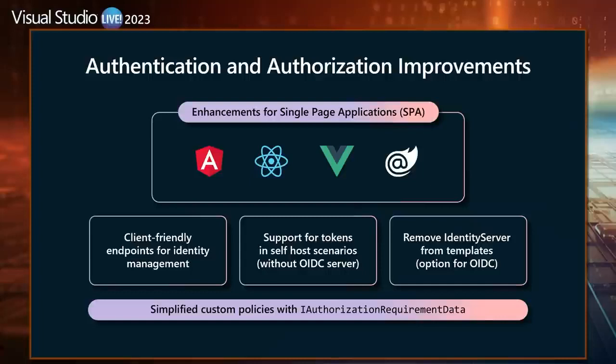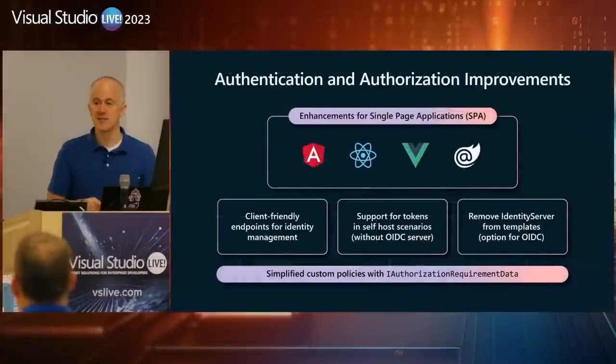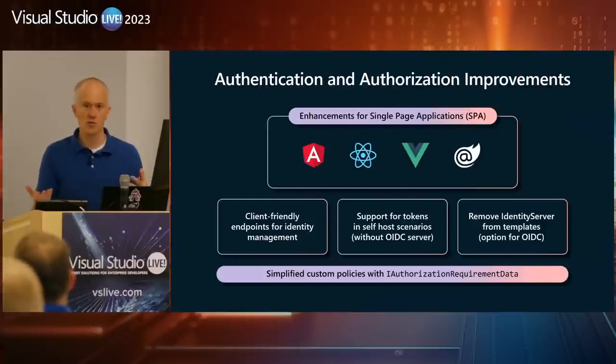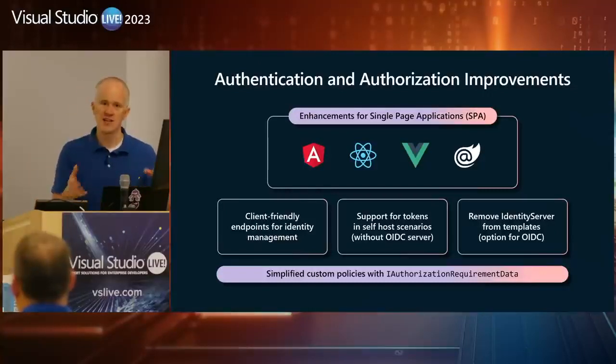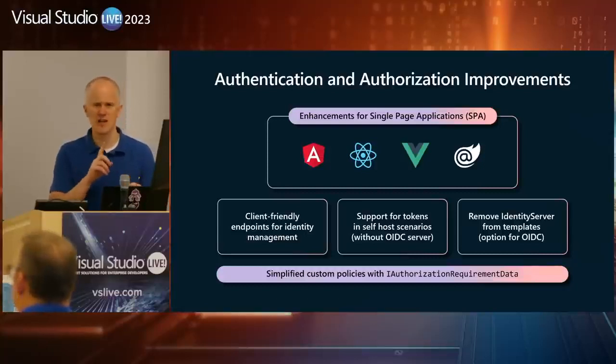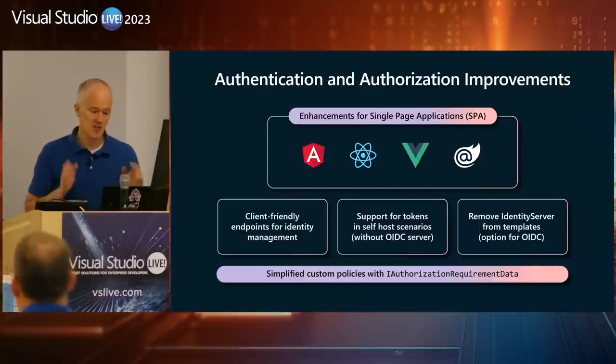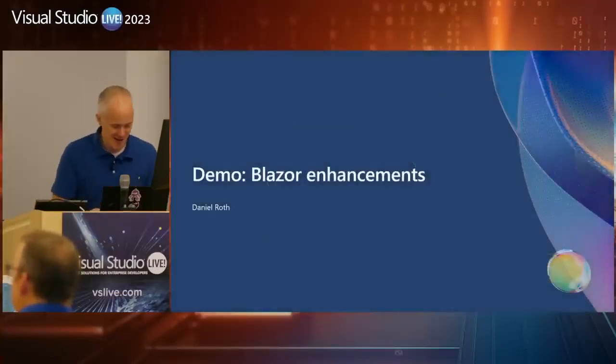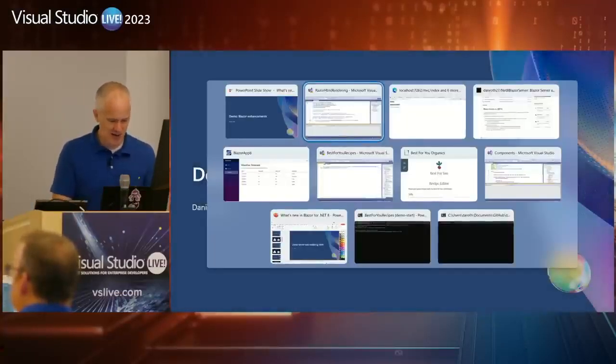But instead, we're introducing our own set of client-friendly endpoints for identity management that let you get bearer tokens or set up cookies and query the identity data stores to get information about the users. You can then use those endpoints to build out your own identity UI, and we'll provide samples and content for identity UI for Blazor, and then I think we're planning to do Angular and React. So that's coming in .NET 8. I want to show you two of the other Blazor enhancements really quick.